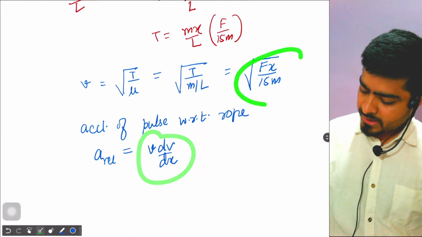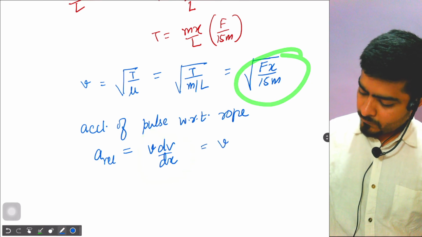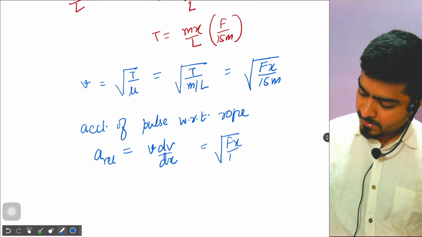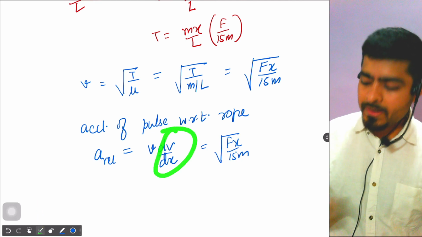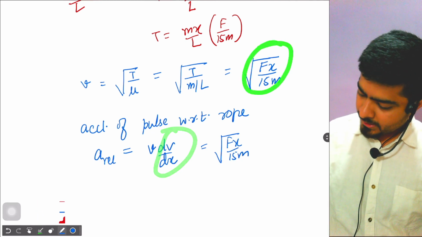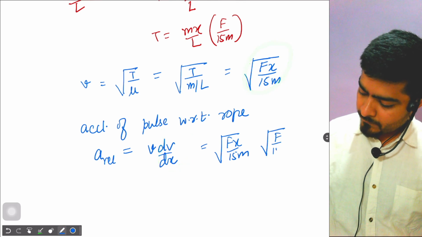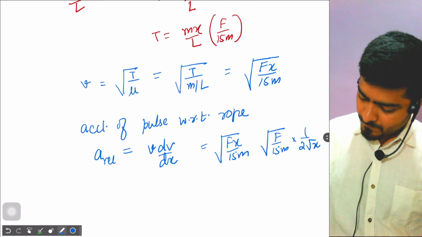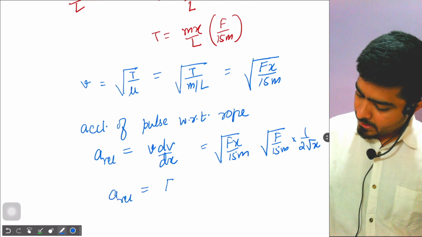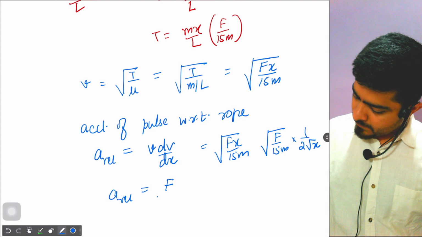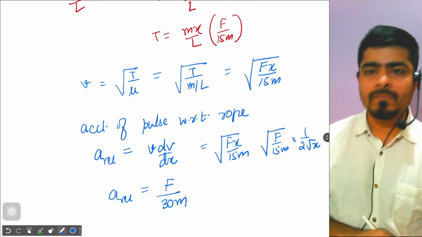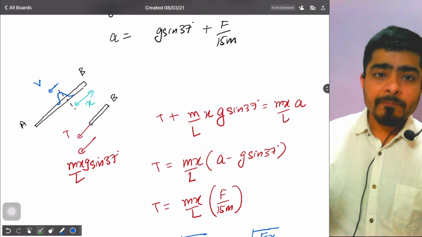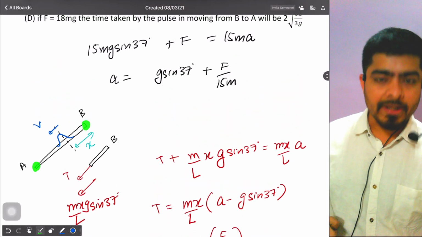So acceleration will be v dv by dx. So we have to differentiate this. So v will be how much? Root Fx by 15m. And dv by dx will be how much? You differentiate this. So you get root F by 15m times 1 by 2 root x. So A relative will be F by 30m.